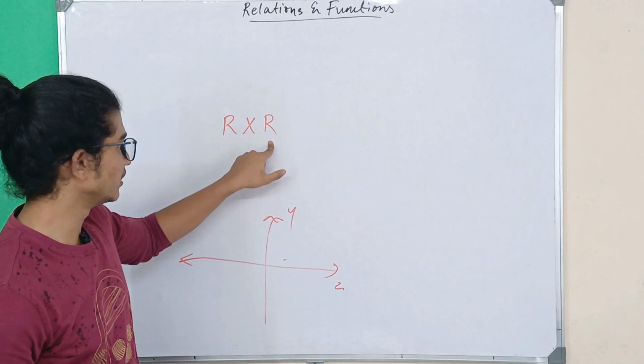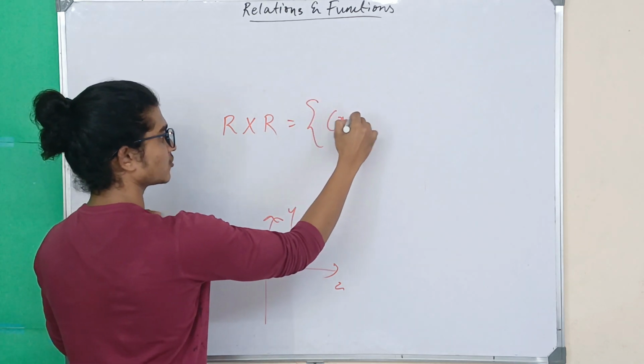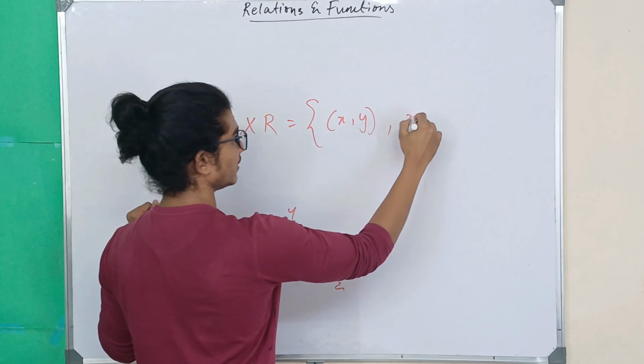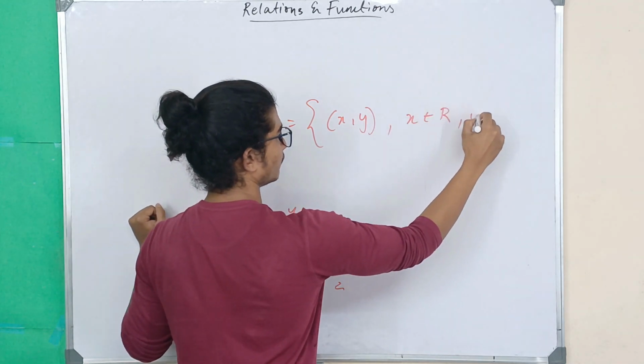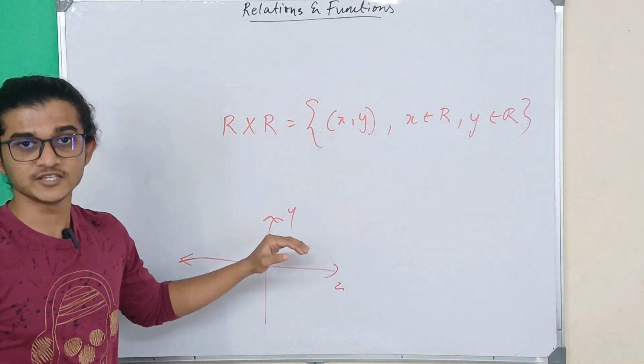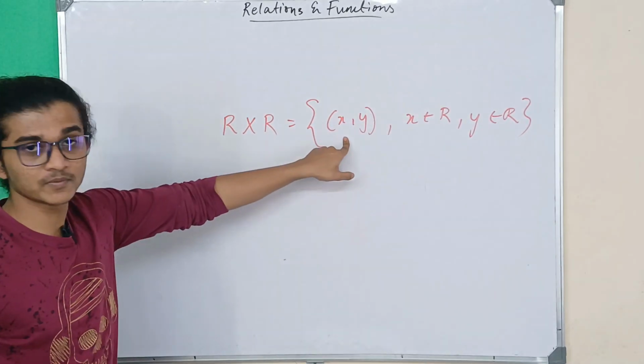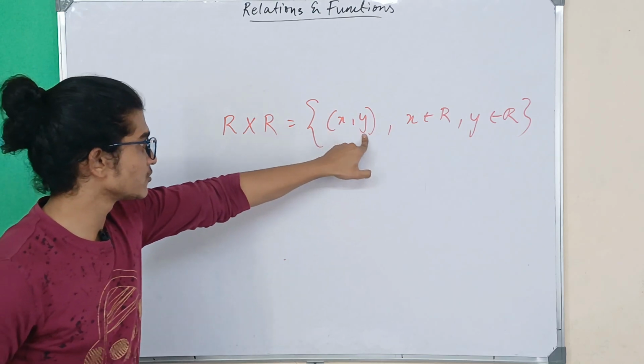So if you take those two sets and try to multiply them, you're going to get x comma y, where x belongs to R and y also belongs to R. So this represents all the points in the plane. Since you're taking two ordered pairs, this is basically an ordered pair. So all the points, what do you get here?